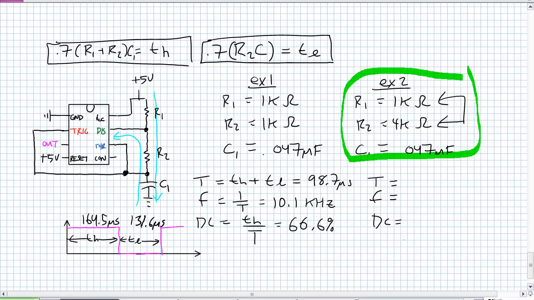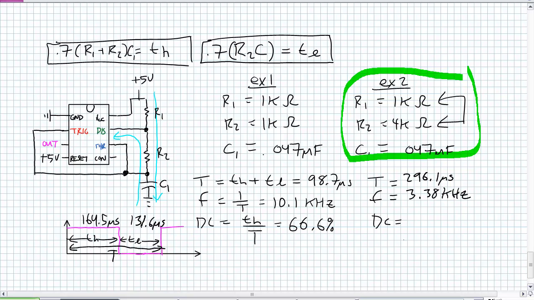Okay, yes, you have increased the time it took to discharge, but still realize the time it took to charge was longer than the time to discharge because it's going through both resistors. Add up time high plus time low to get our full period T. What do we get? We should be getting 296.1 microseconds. 1 over T, what am I getting there? 3.38 kilohertz.